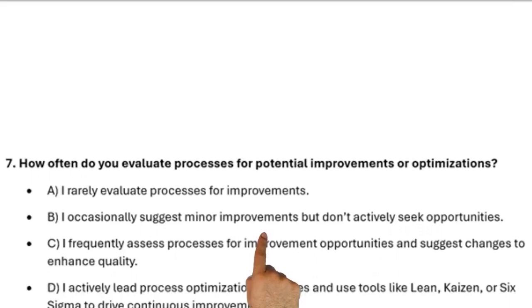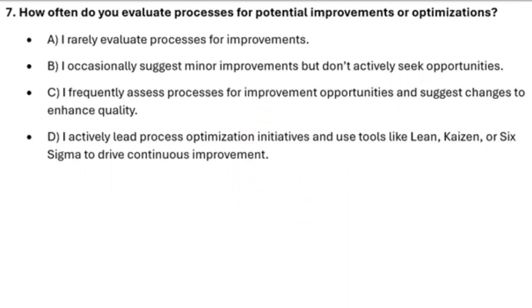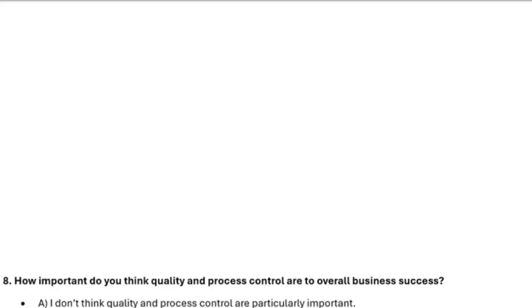7. How often do you evaluate processes for potential improvements or optimizations? A. I rarely evaluate processes for improvements. B. I occasionally suggest minor improvements but don't actively seek opportunities. C. I frequently assess processes for improvement opportunities and suggest changes to enhance quality. D. I actively lead process optimization initiatives and use tools like Lean, Kaizen, or Six Sigma to drive continuous improvement.